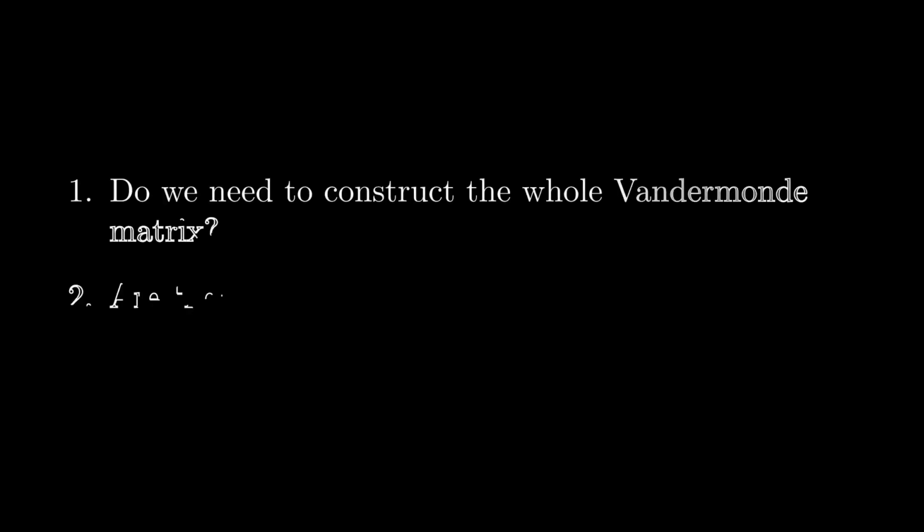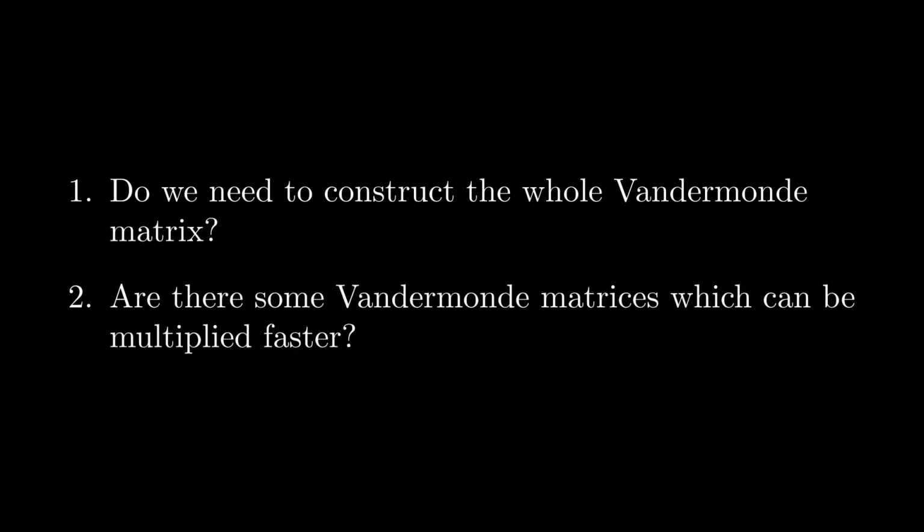However, there are a couple key observations that we can make here. Firstly, do we need to even construct the whole Vandermonde matrix to multiply it against a vector? And secondly, are there any special Vandermonde matrices for which matrix multiplication can be performed with less runtime? As it turns out, the answer to both of these questions is yes.